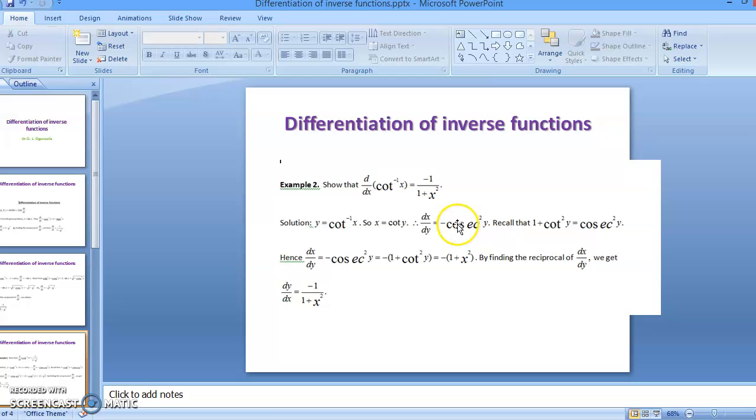Now that you have minus cosec square y in your dx/dy, all you just need to do is to factor out your minus. So you have minus into 1 plus cot square y. And you know cot y is x. So x squared is cot square y. So therefore, dx/dy, which is minus cosec square y, will have what? Minus into 1 plus cot square y, which is now what? Minus into 1 plus x squared, because x squared is equal to cot square y. So by finding the reciprocal of dx/dy, we get what? dy/dx is equal to minus 1 all over 1 plus x squared.